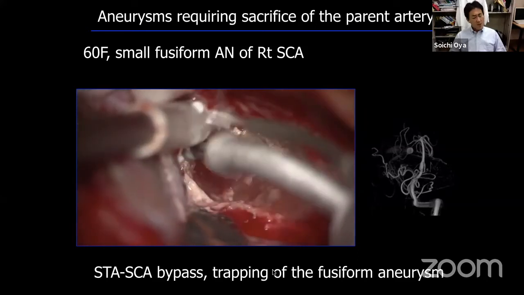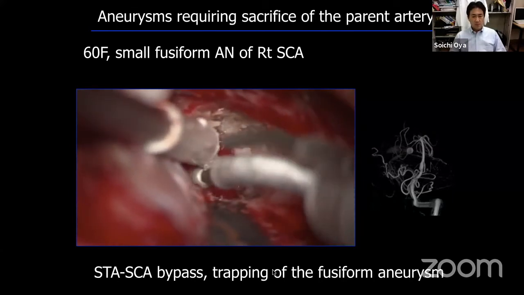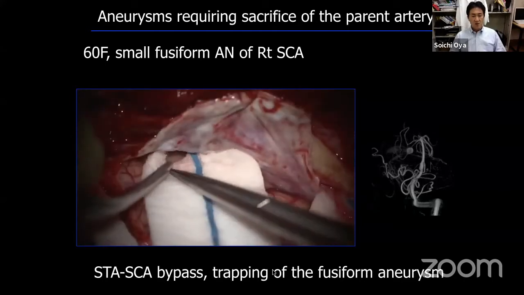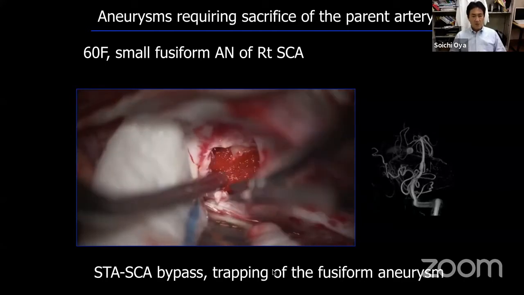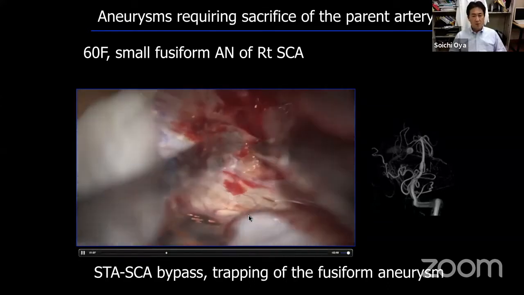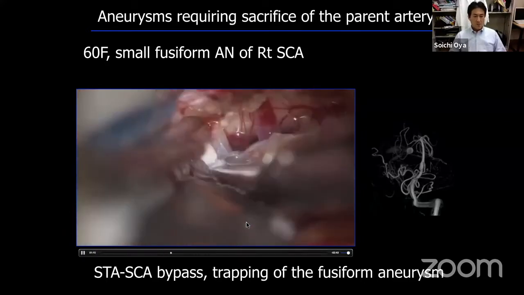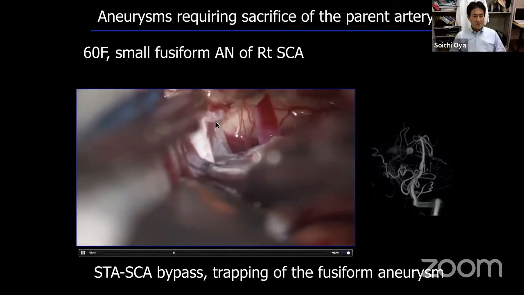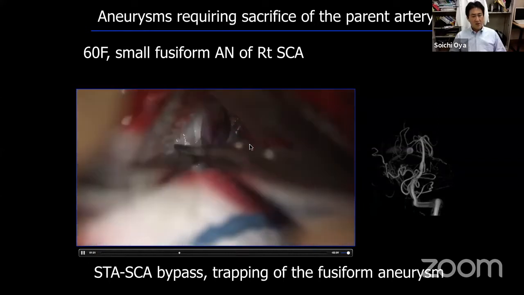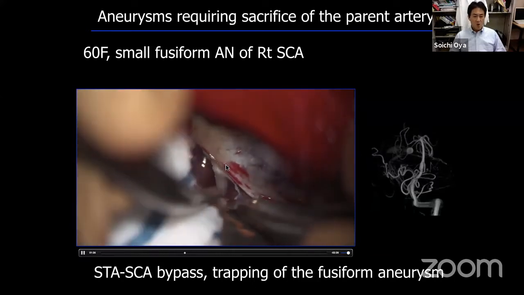When I complete about 80 or 90% of the drilling procedure, I open the dura covering the temporal lobe. Using the space I have already created, I cut the tentorium. And you see here, this is the fourth nerve. I'm exposing the fourth nerve, and as I move anteriorly I found the ICA. And this is the oculomotor nerve.